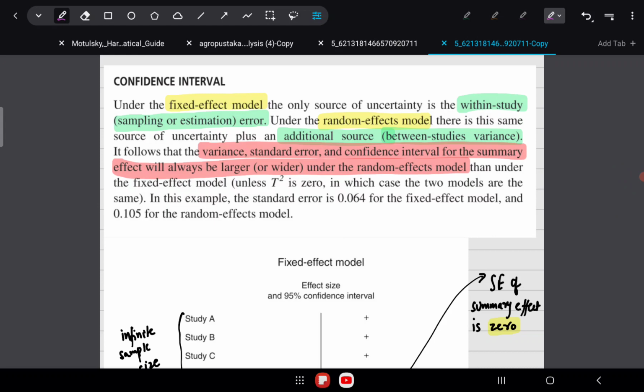Now, the third difference is the confidence interval of the summary effect. You know that the confidence interval of the summary effect depends on the total variance, and in fixed effect modeling the variance that is important is the within study variance, but in random effect modeling we also need to account for between study variance, right? So because there is more variance in random effect modeling, the confidence interval or the variance or the standard error of the summary effect will also be larger in random effect modeling.